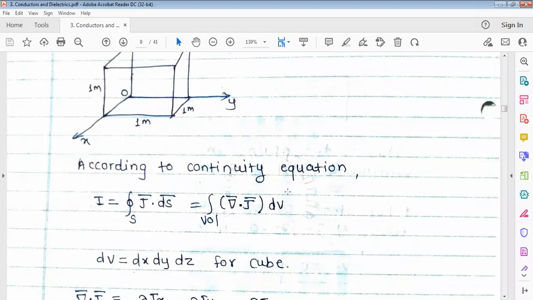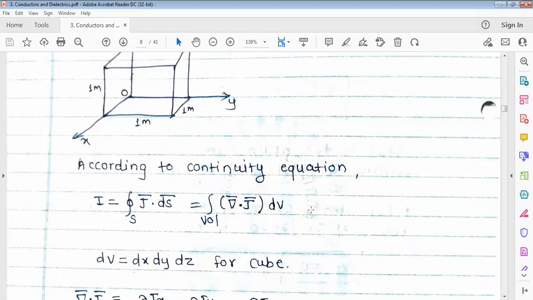Okay, dv means the total volume, the differential volume of this cube. So the differential volume is given by dv is equal to dx dy dz, right? Now just put the given j bar here and take the dot product with del. So you can first find this del dot j bar, because which type of value will you get when you take the divergence, a scalar quantity or a vector quantity?